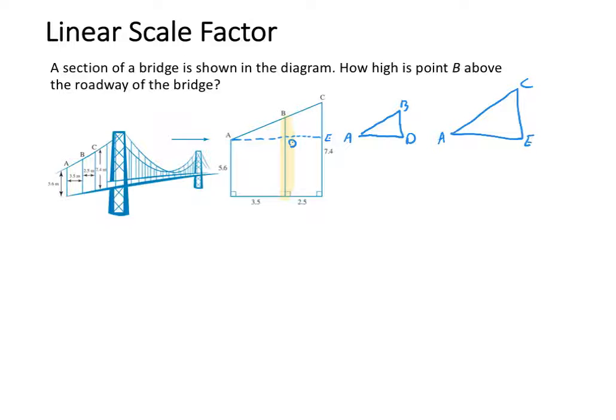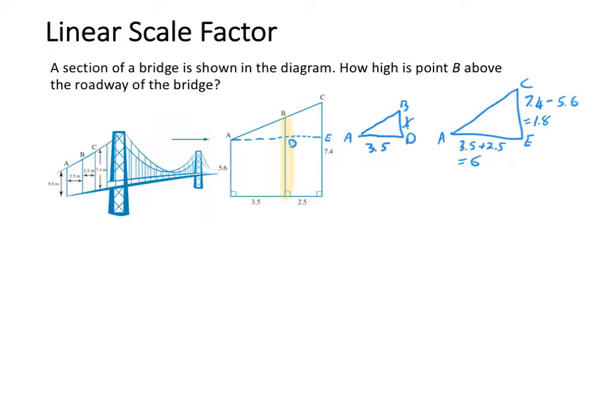So the length of the smaller triangle is going to be 3.5. The base of my larger triangle is going to be 3.5 plus 2.5, which is equal to 6. Now I have no information to calculate the height of my smaller triangle, my BD height. So that's going to remain unknown, and I'm going to call that X. But I do have the information I can calculate the height of my larger triangle, my CE height, and that is going to be 7.4 minus 5.6, which equals 1.8.